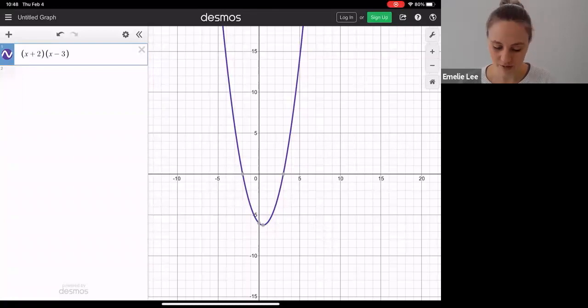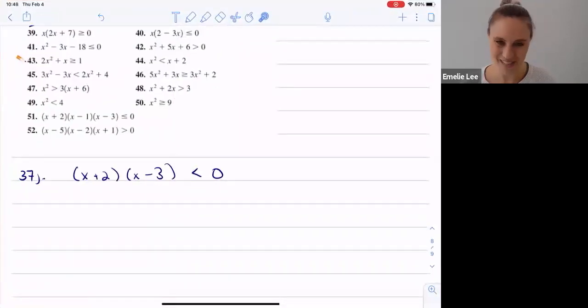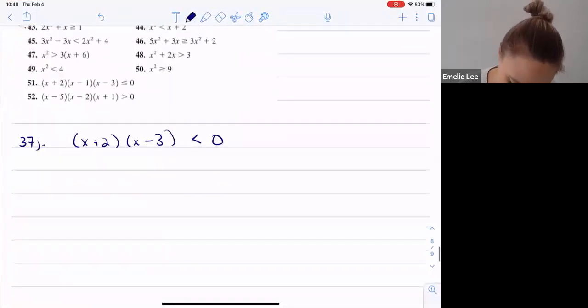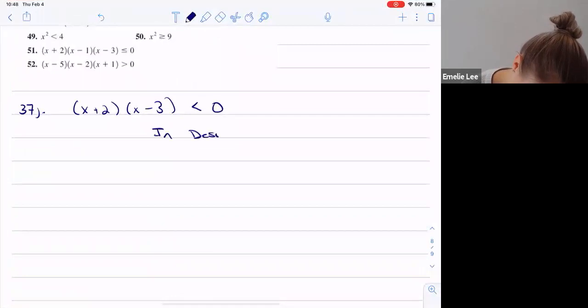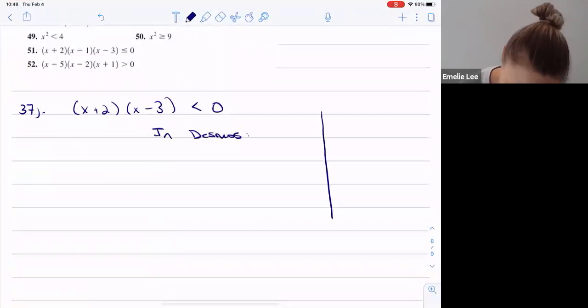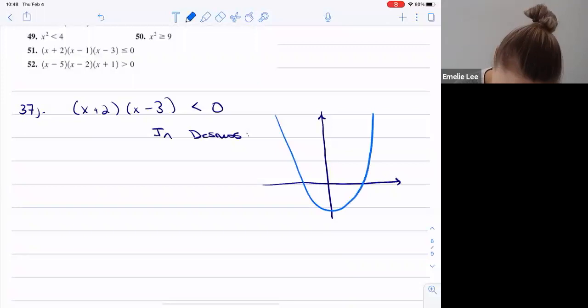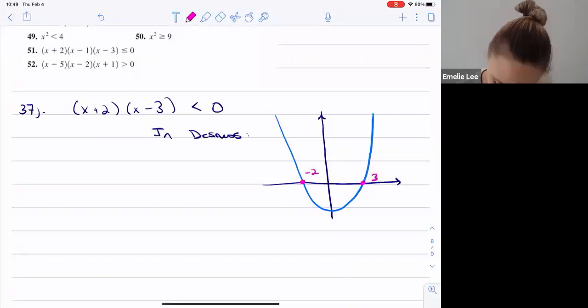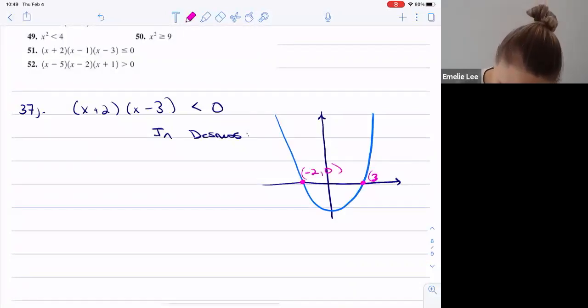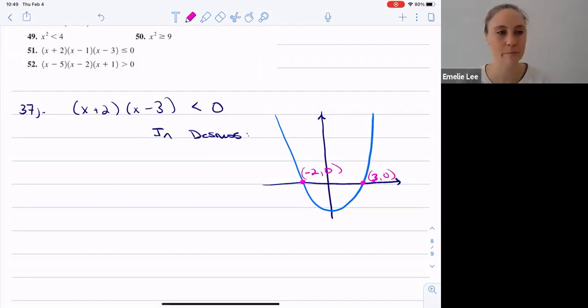All right, so I have decided to keep you fresh, right? But what we found in Desmos, we found that it looks something like this, okay? And we said that this is at negative 2 and this was at 3, negative 2, 0, and 3, 0, should probably use proper notation. So what we said was, okay, this whole thing is going to be less than 0 between negative 2 and 3, not including those endpoints, right? And so that's where we'll pick up.